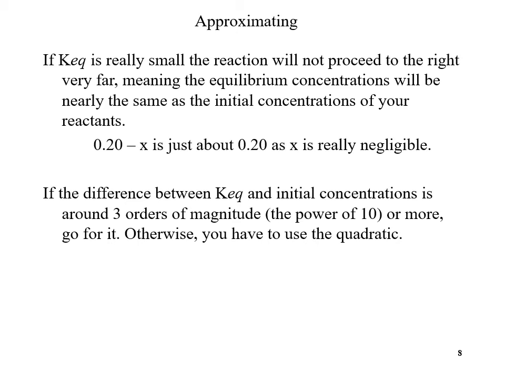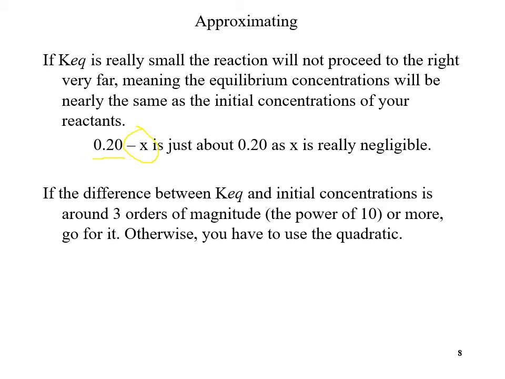Okay, now if our KEQ is really, really small in a reaction, we can ignore this x. Notice this x right here would be 2 times 10 to the negative 1. If my equilibrium constant is 3 magnitudes different than that, what does that mean? Magnitude is the power of 10. So if that's to the minus 1 and I have to the minus 4, I can ignore that x, because when I subtract that number, it's really just a negligible number.